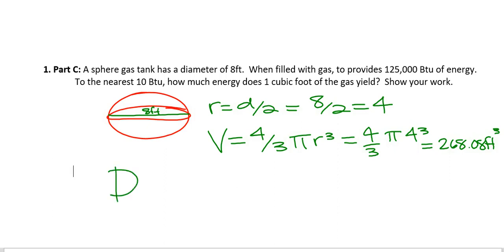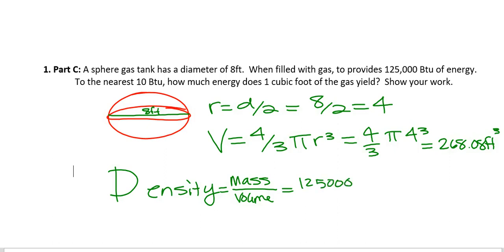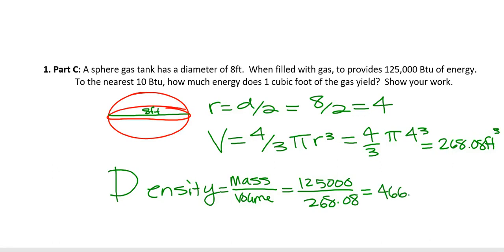It's all about density. Density is equal to mass over volume. I told my students that it's DMV. If you can remember the DMV, then you can remember density equals mass over volume. It says here that our mass is 125,000, and our volume we just solved for, so that's 268.08. We're going to divide our mass by our volume, and that gives us 466, sorry, 0.28, and this is BTUs.